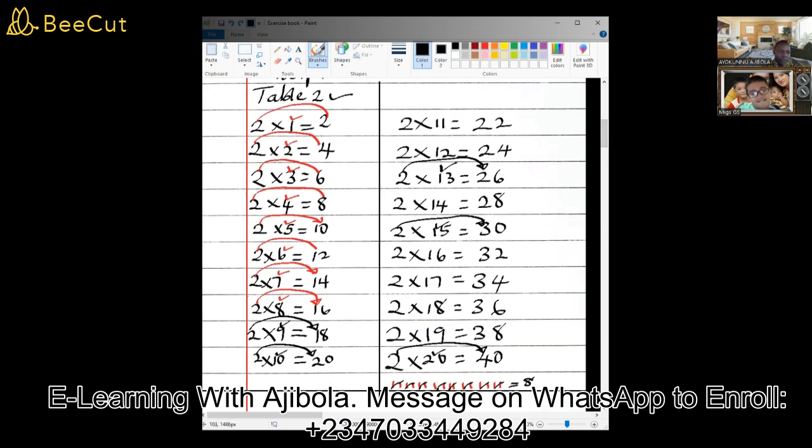Let's try table 3 before we round up, and we'll try to master them. But before we round up, I want you to read it this way.